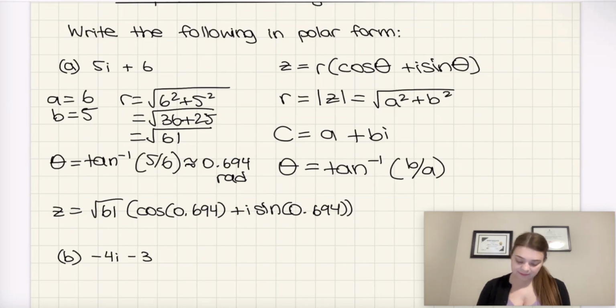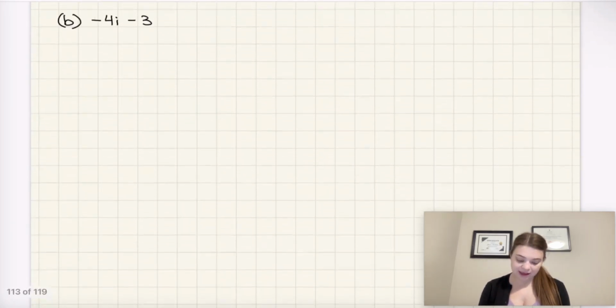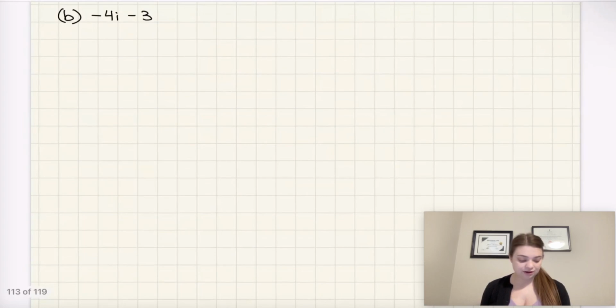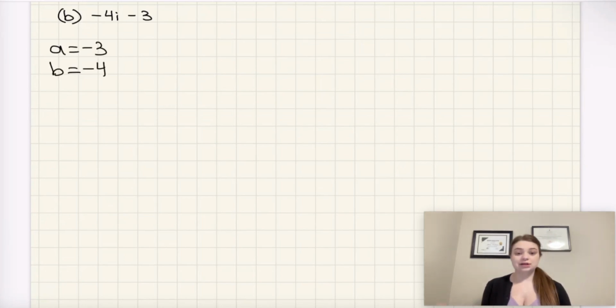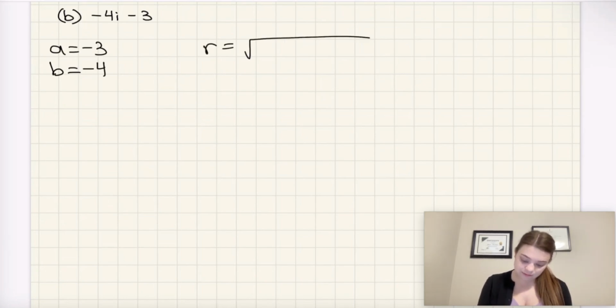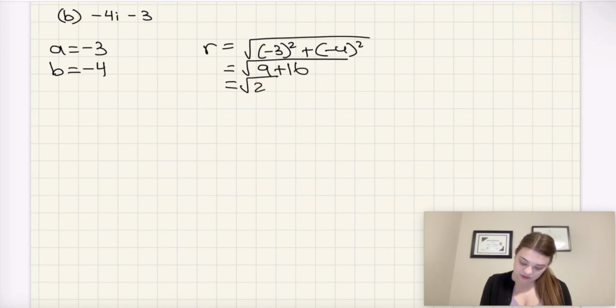All right, let's do the same thing with the second example. Here we have negative 4i minus 3. So in this case, a is equal to negative 3 and b is equal to negative 4. Let's first compute r, the radius. r is going to be equal to the square root of negative 3 squared plus negative 4 squared, which is the square root of 9 plus 16, which is the square root of 25, which is 5.